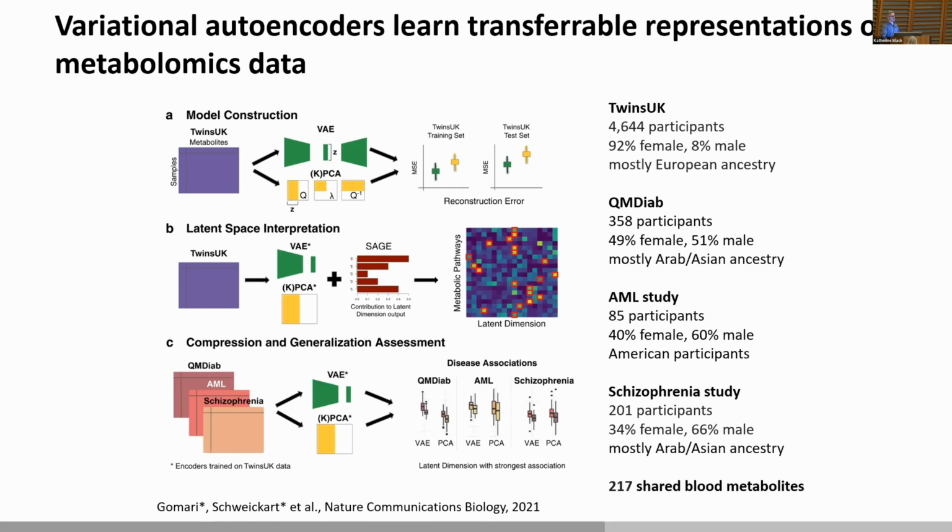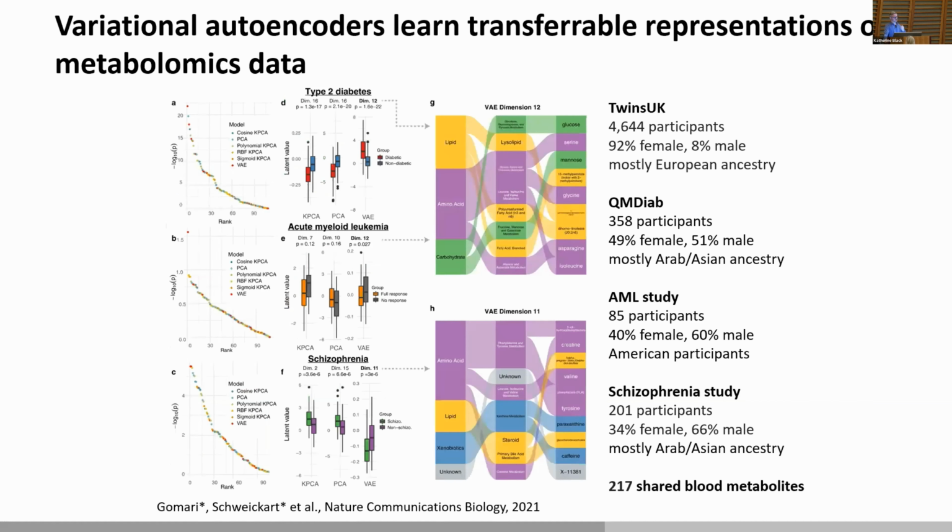But the interesting part was that we then applied the same model to completely different metabolomics data sets. We had a data set from Qatar, more balanced gender-wise, but completely different ethnicity. Then we had an AML study, a cancer study, with American participants, and a schizophrenia study, again mostly Qatari and slightly skewed towards the male side. So we used the autoencoder that had been learned on the twins data to encode these different data sets and then ran association analysis on that. And the surprising thing was, you can see, oh, this is not the cursor. Okay, I'm just going to talk about it.